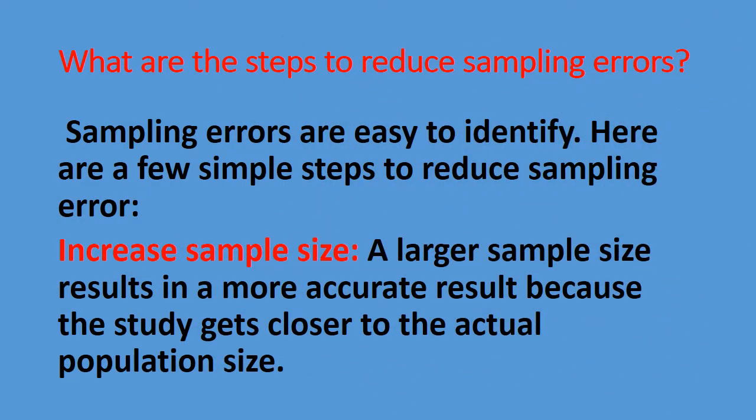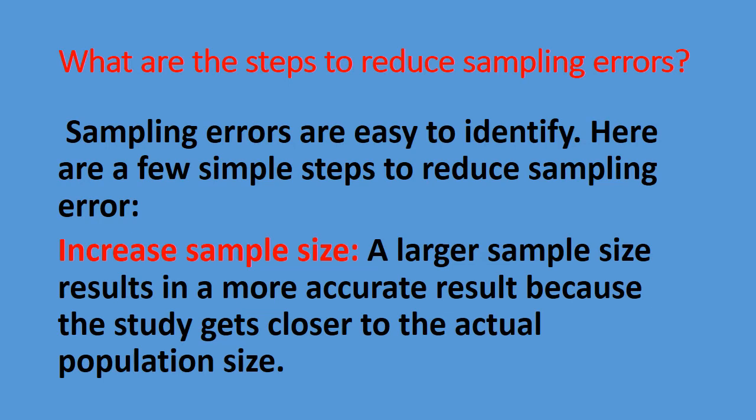Coming to the steps to reduce sampling errors. Sampling errors are easy to identify, so here are a few steps to reduce them. There is only one way to eliminate the sampling error, which is to eliminate the concept of sampling and always test the entire population. In some cases that may not be possible, so consequently what the researcher must do is minimize the sampling process error.